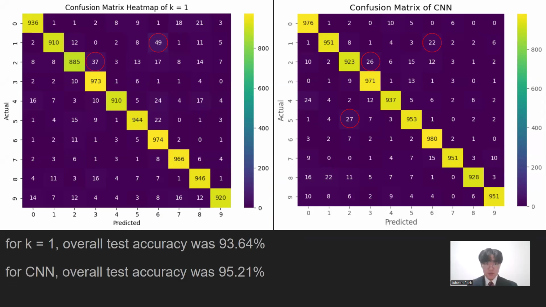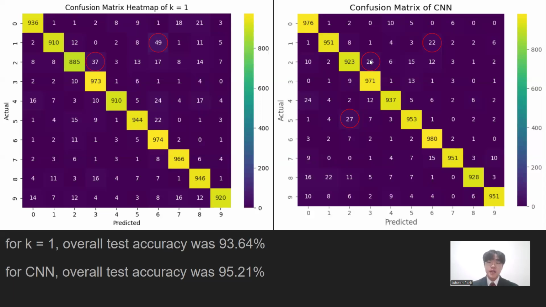Going back to the confusion matrices. On the left, we have the best performing KNN model, which had an accuracy score of 93.64%. And on the right is the new CNN model. The CNN model had a test accuracy score of 95.21%.